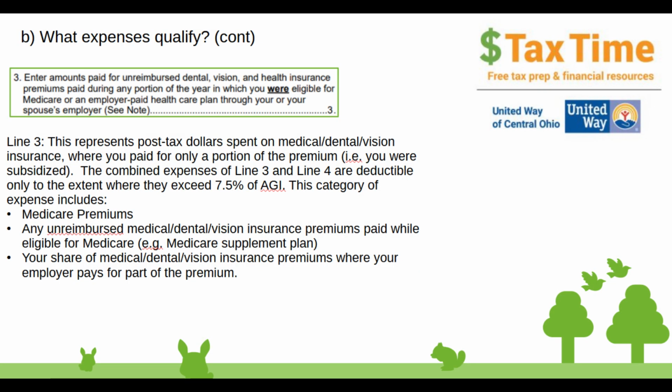Line 3 represents post-tax insurance premiums you pay while eligible for Medicare or an employer health plan. In other words, you are subsidized. The combined expenses of this line and line 4, which we'll talk about next, are deductible only to the extent they exceed 7.5% of your federal AGI. These expenses include Medicare, Medicare supplement plan premiums, and your share of insurance premiums that you pay for when getting insurance through an employer.